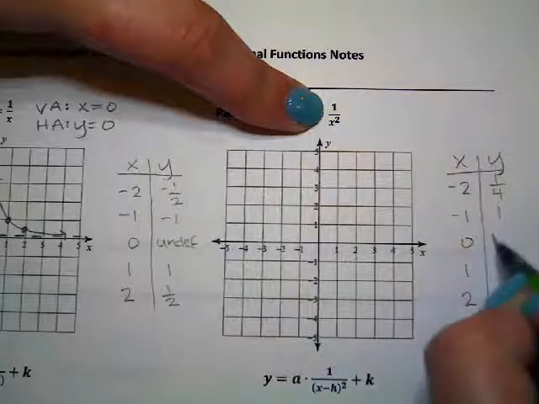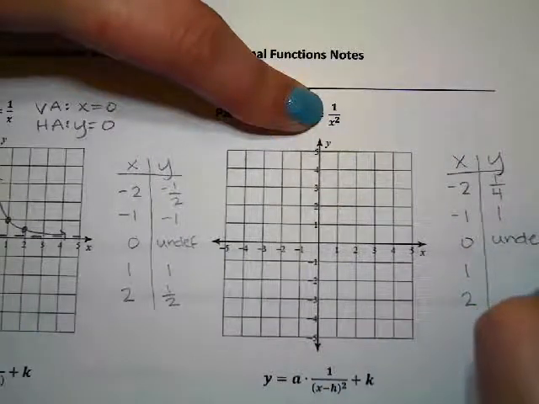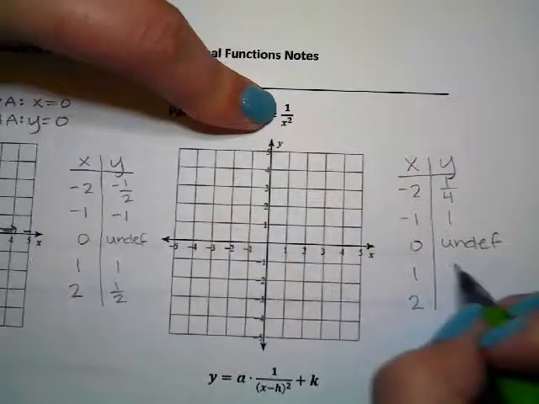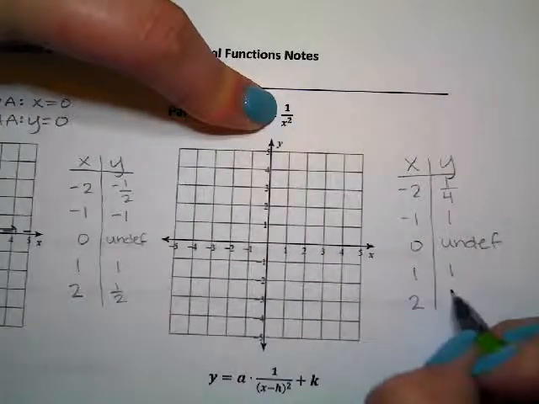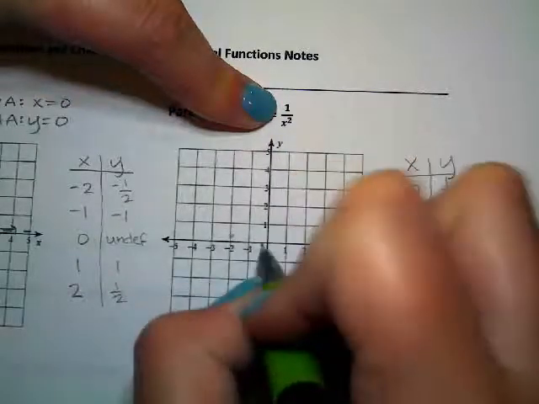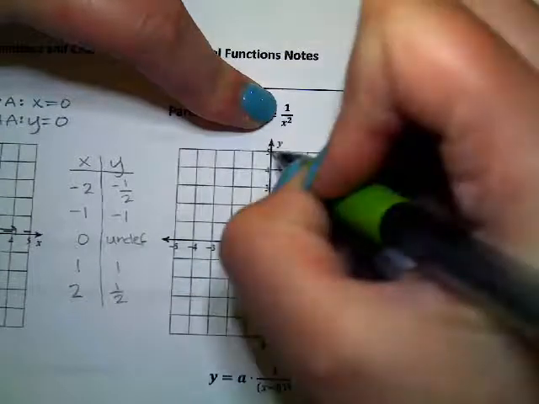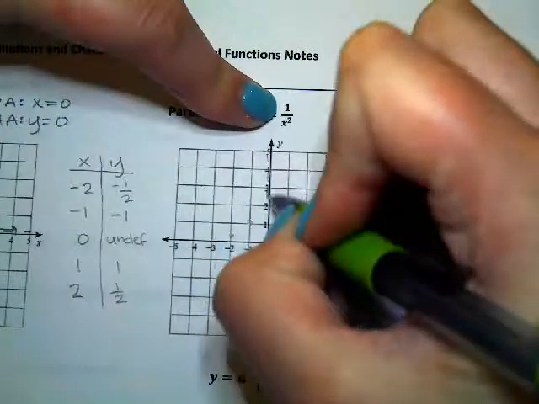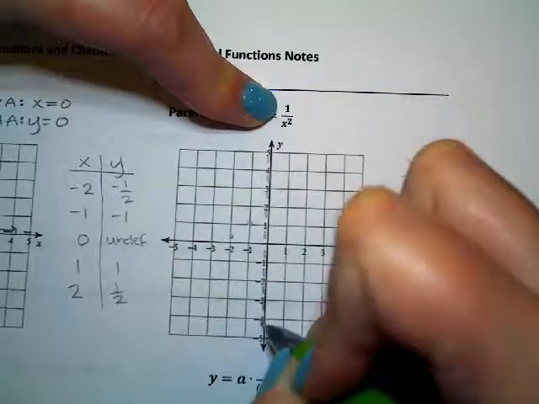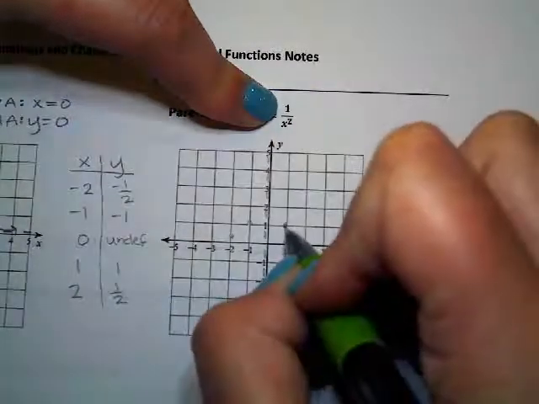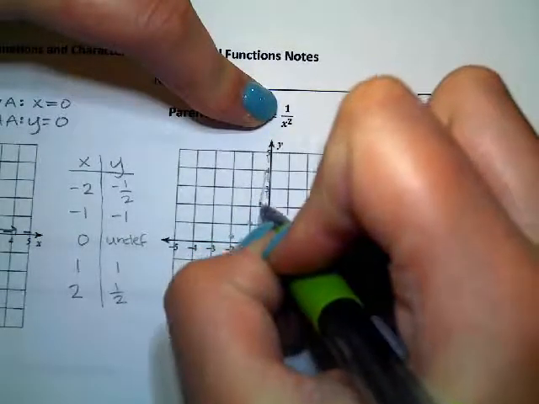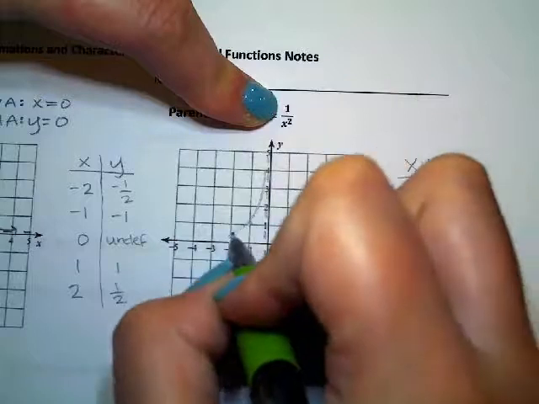1 divided by 0 squared is undefined, so we're going to have another vertical asymptote at 0. 1 divided by 1 squared is 1. 1 divided by 2 squared is 1/4. So -2, 1/4, -1, 1. We've got that vertical asymptote. 1, 1, and 2, 1/4. And so here, this is what we end up getting.